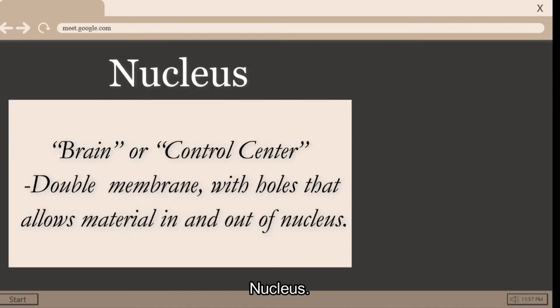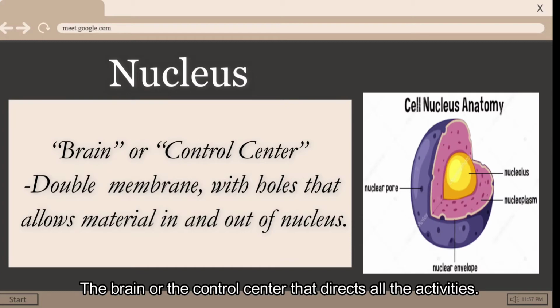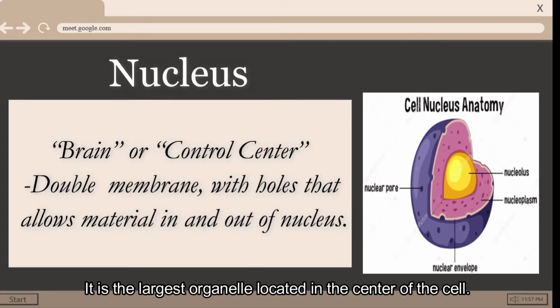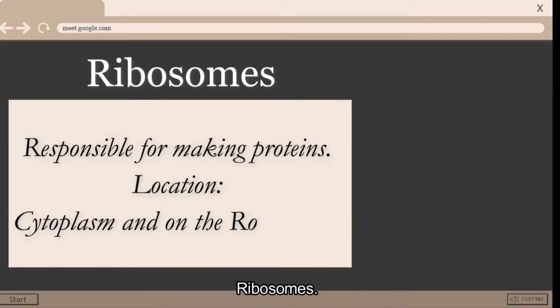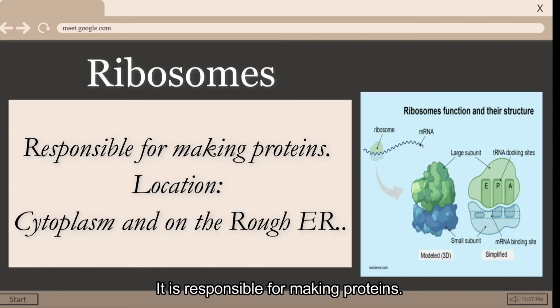Nucleus: the brain, or the control center, that directs all the activities. It is the largest organelle, located in the center of the cell. It has a double membrane with holes that allow material in and out of the nucleus. Ribosomes are responsible for making proteins.